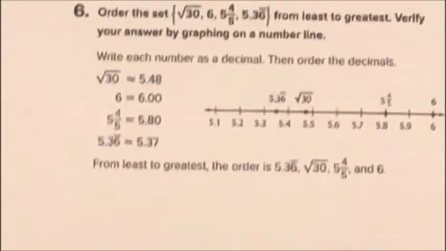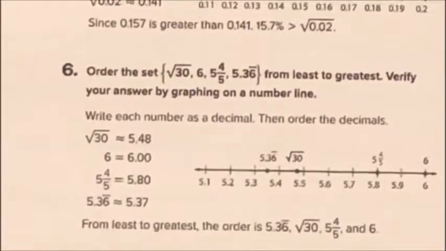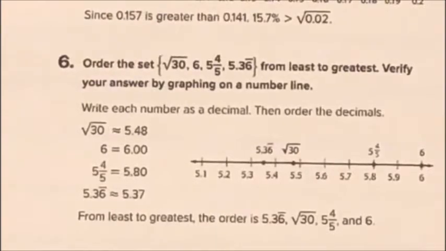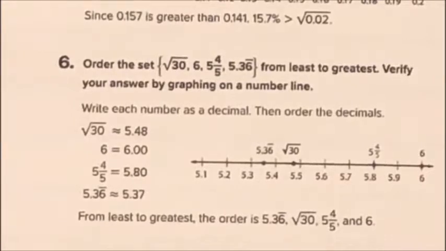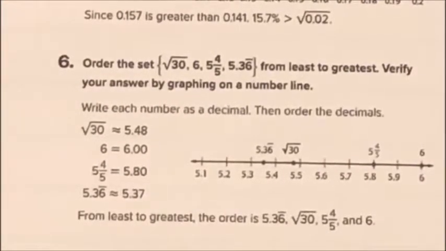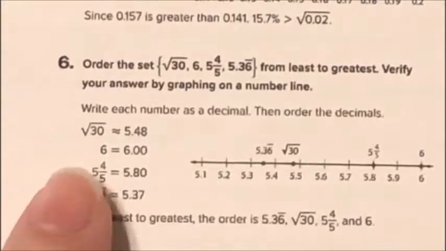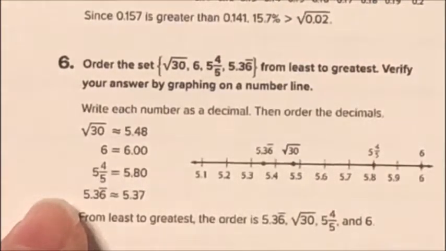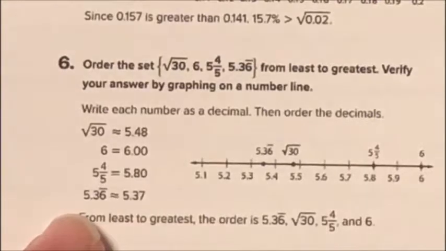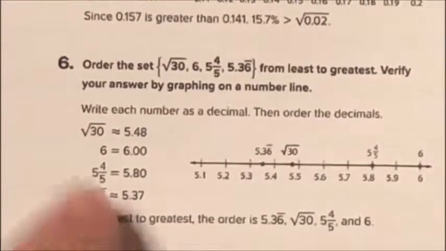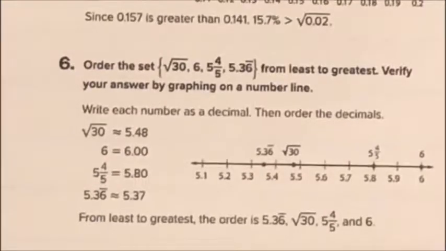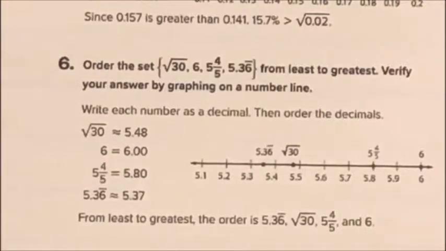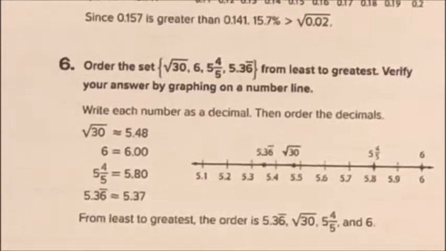Okay, number 6 asks me to order the set: square root of 30, 6, 5 and 4/5, 5 and 3.6 repeating from least to greatest. Verify your answers by graphing them on a number line. Okay, so write each number as a decimal. So that's my first step. Square root of 30, approximately 5.48. 6 is 6. Okay, 5 and 4/5 is 5.80, and 5.36 repeating, approximately 5.37. We can round up. Okay, so that means everything has 2 decimals, which is great. Makes my life easier to compare things.